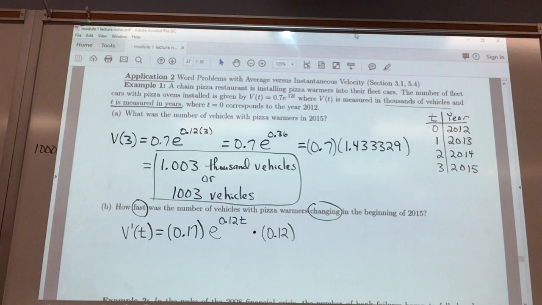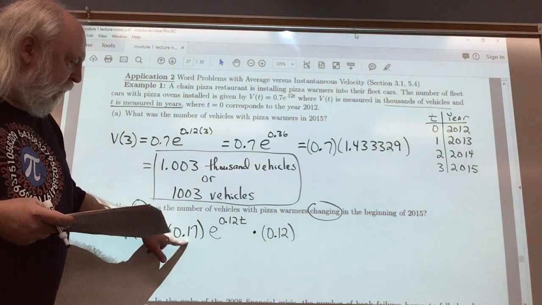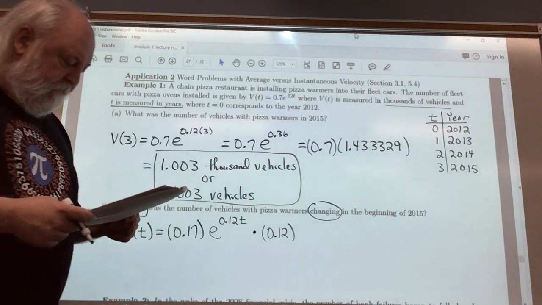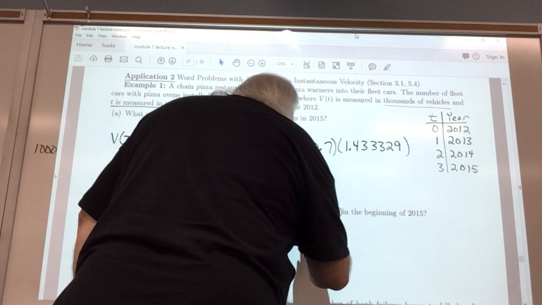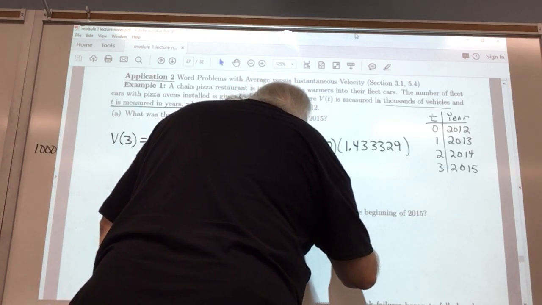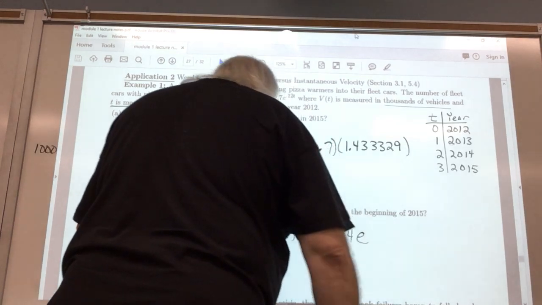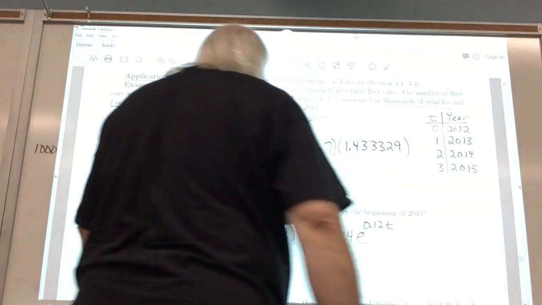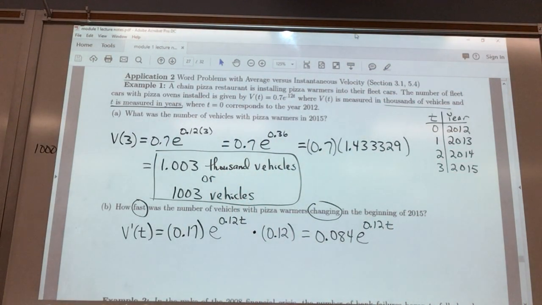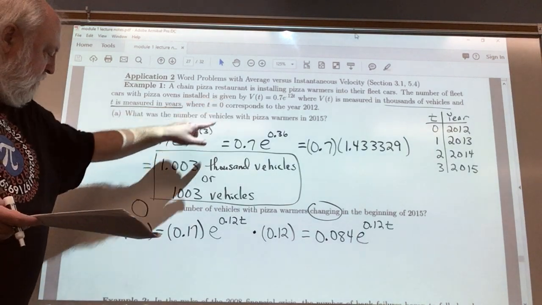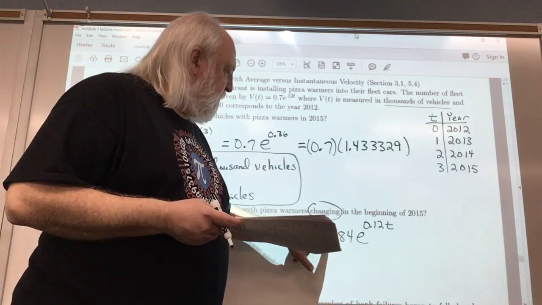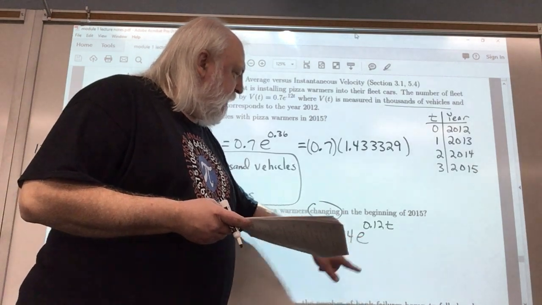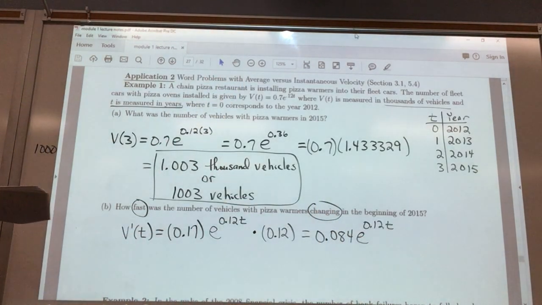And now, when I multiply 0.7 times 0.12, I get 0.084. And then that's being multiplied by e raised to the 0.12 t power. So that's the derivative of v of t. Okay, derivative v of t is 0.084 times e to the 0.12 t power.